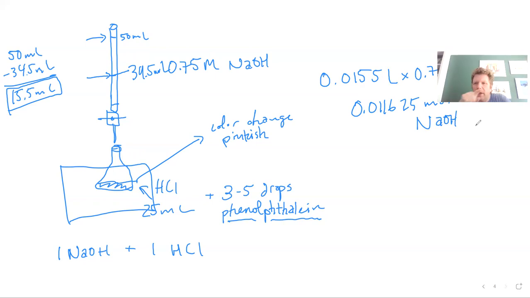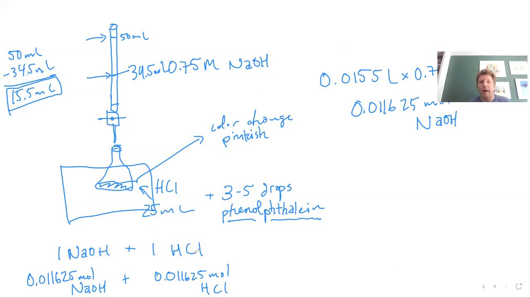So if that's the amount of sodium hydroxide I had to add, do I know how much HCl I had to add? I do. I do because of the fact that this is a 1-to-1 molar ratio. So I'm going to go ahead and write this as 0.011625 moles NaOH reacts perfectly with the exact same number of moles of HCl.